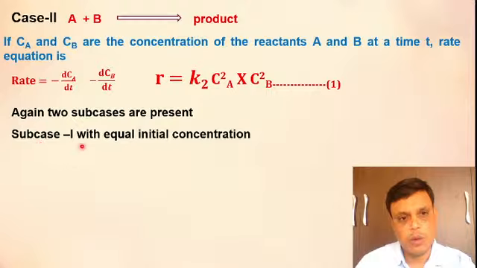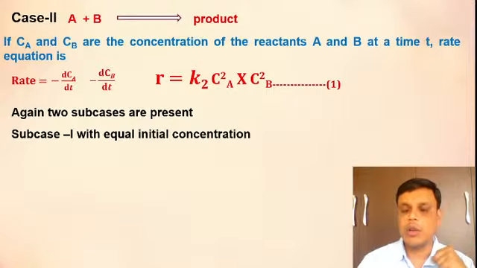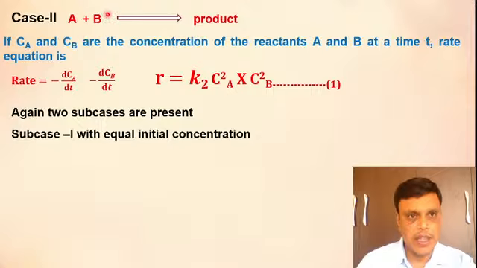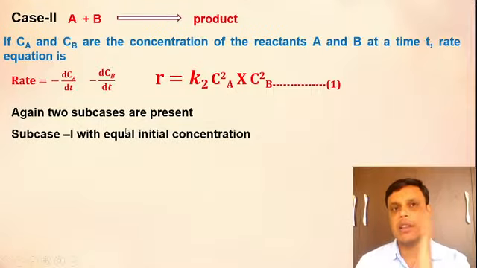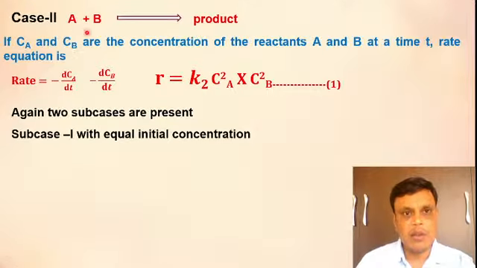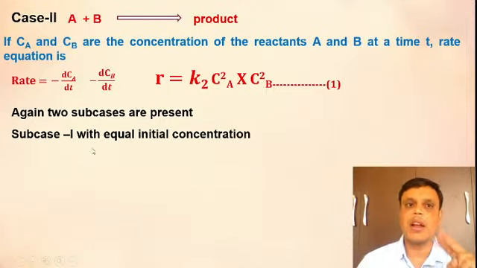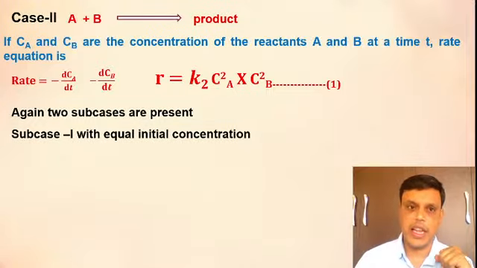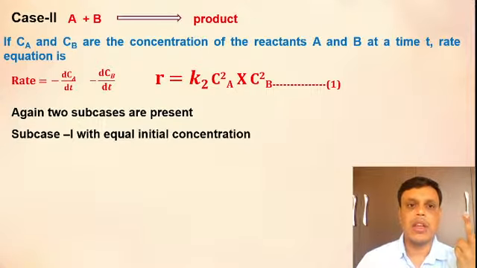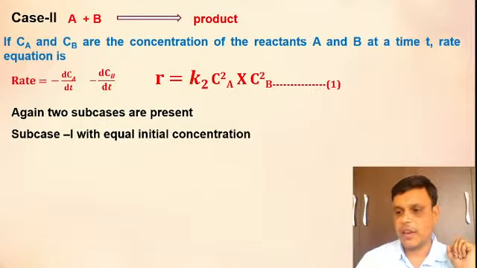This is your case number 1. क्या है case number 1? With equal initial concentration. किसके equal initial concentration? Reactants A and B. That means reactants A and B react with equal initial concentration. We have taken A and B in equal amount. So this is the case number 1. And case number 2 क्या होगी फिर? With unequal initial concentration of reactants A and B.